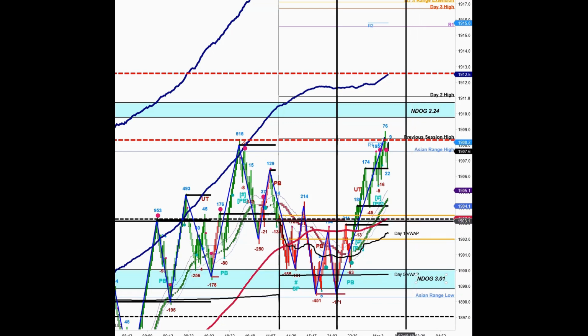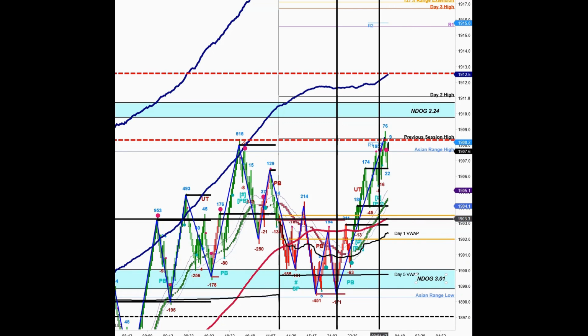As far as Globex goes, I'm going to watch this red line, and that's coming in just below 1904 at 1903.3. So there you have it.